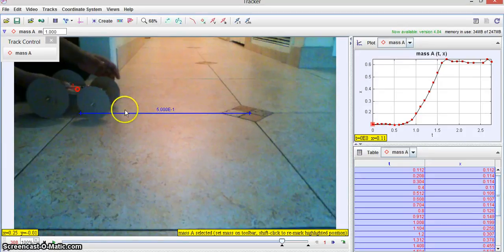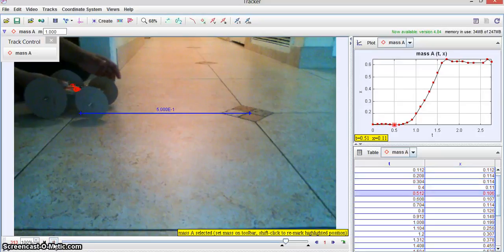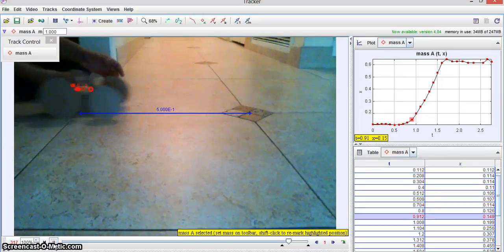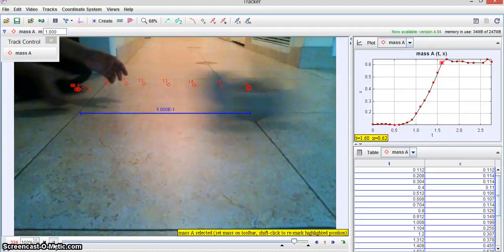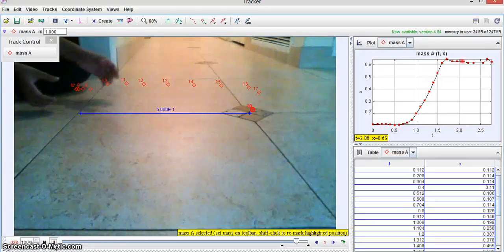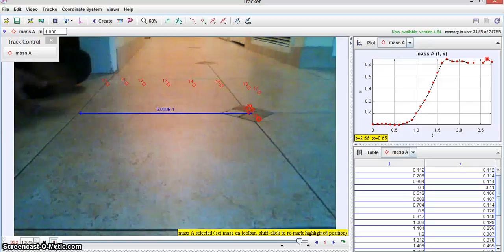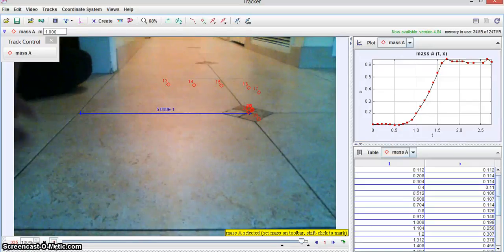So I set the calibration stick to that, and then I created my grid, created a point mass, and then tracked it. And so you can see how most of the data was pretty good. The last part got a little iffy, but it's still workable.